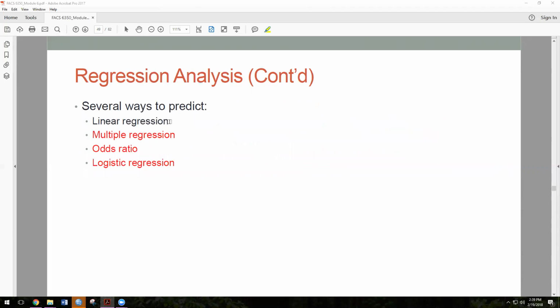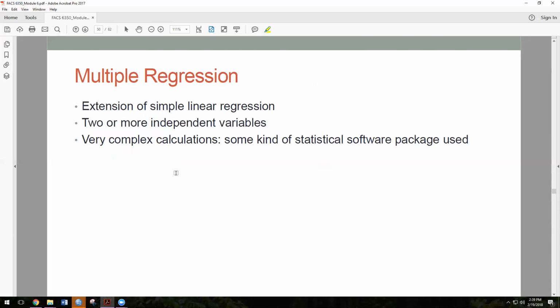So we can look at linear regression, which we already did. Right now, we're going to talk about multiple regression, odds ratio, and logistic regression. Odds ratio is something you get when you do a logistic regression. There's entire semester-long classes just on logistic regression. So we're not going to do that. We're going to spend just a minute talking about what it is, but we're not actually going to conduct one.